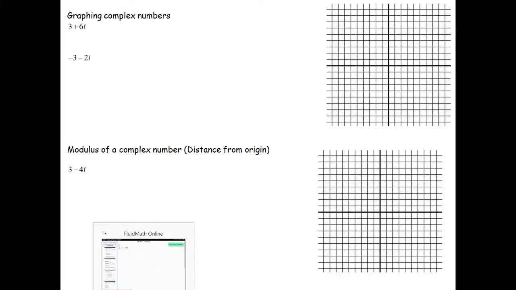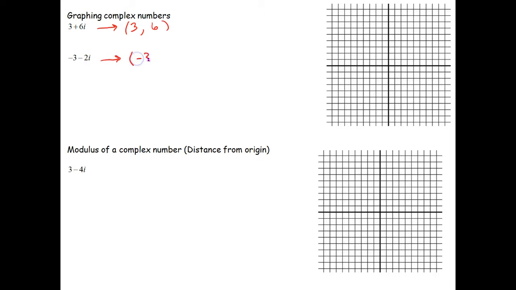All right, now let's graph a complex number. We're going to graph two of them here. And now graphing a complex number is very similar to graphing just a regular ordered pair. And we might want to think of this complex number as the ordered pair 3, 6. And we're going to think of this complex number as the ordered pair -3, -2. If you can graph both of those ordered pairs, you now know how to graph complex numbers.